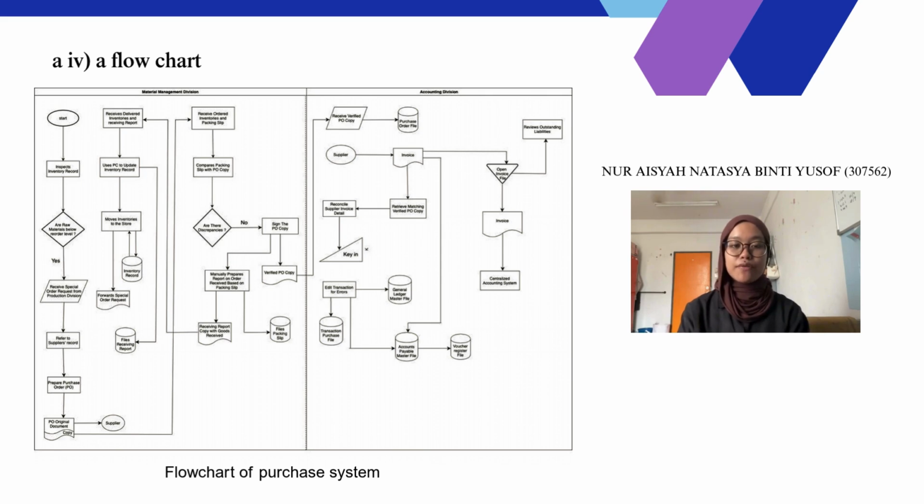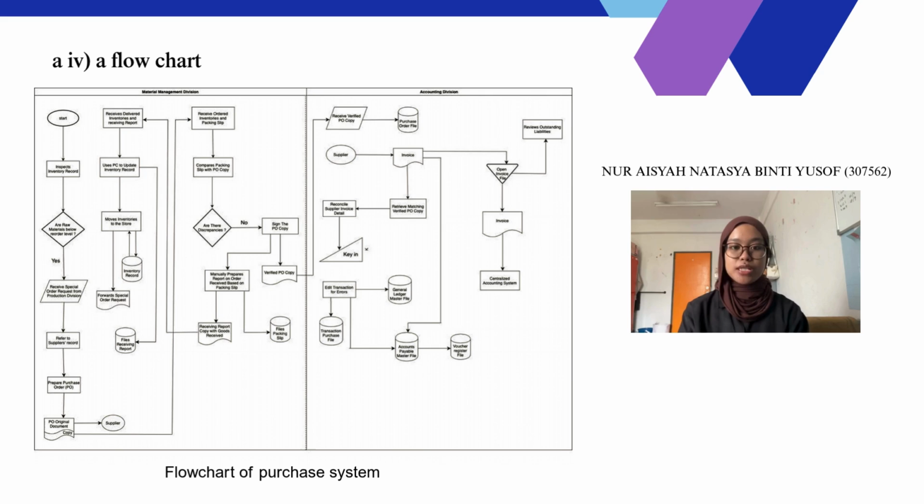Then the accounting division receives the verified purchase order copy and creates a purchase order file. They also receive invoices from the supplier. The process involves reconciling supplier invoice details with the matching verified purchase order copy. Any errors found during this reconciliation are edited, and the transaction is then posted.